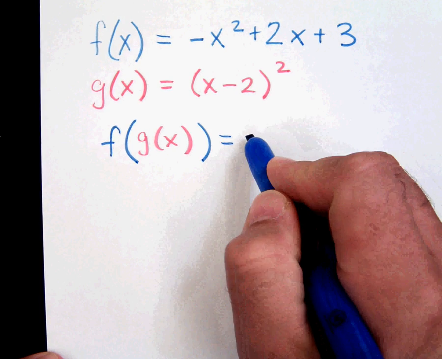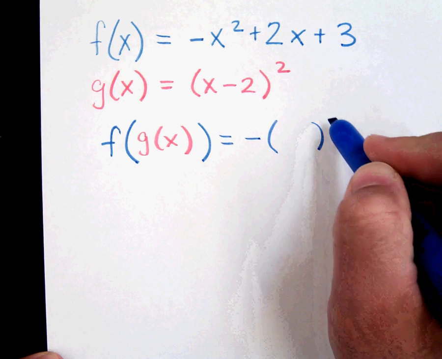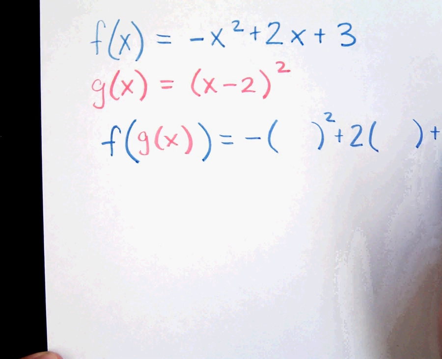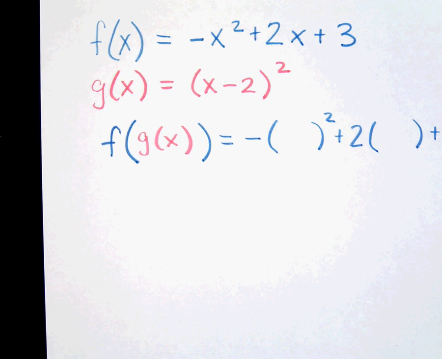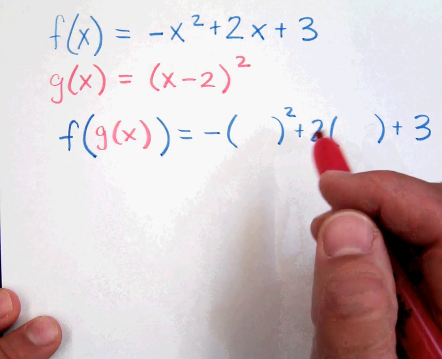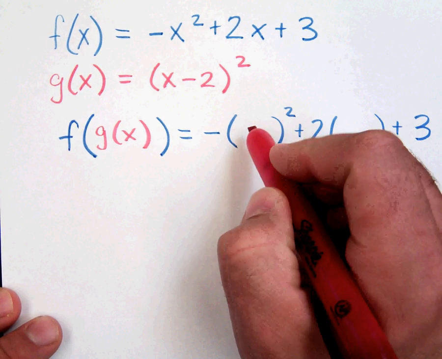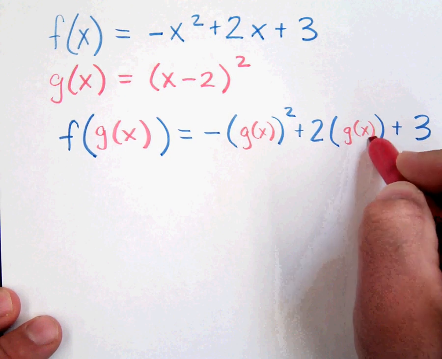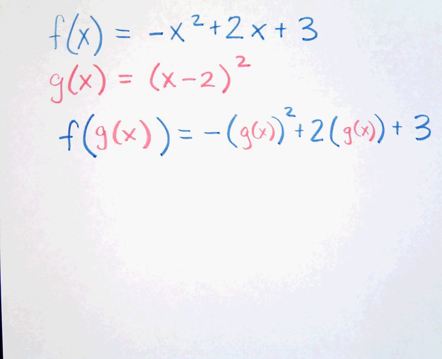So I'm going to rewrite negative x squared plus 2x plus 3 like that without any x in there. Instead of an x, I'm going to use parentheses. So remember, an x is sort of like a fill in the blank. Now inside of those parentheses, we're going to replace the x, or those blanks, with the other function, g of x. So g of x is playing the role of x in this problem.